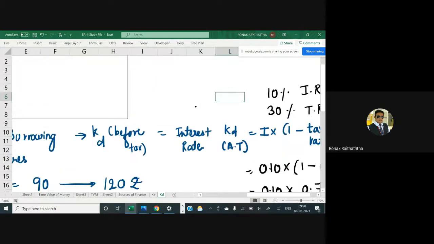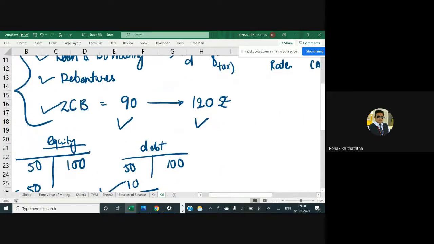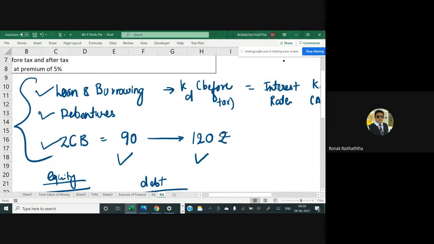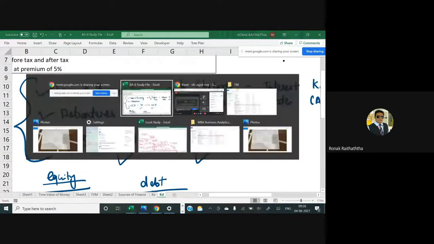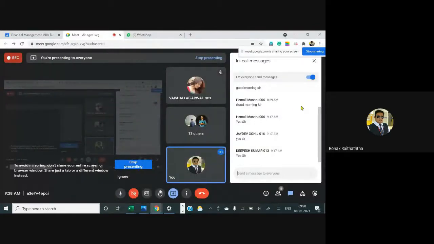Is it clear, my friend? May I have a confirmation, please? Shall I move to the debentures part? All of you, that will be involving some complications. Okay, received it from only Miss Hemali. Mr. Deepesh is well, good. Others, what's the status? Miss Veronica, Mr. Mitesh is well, good.